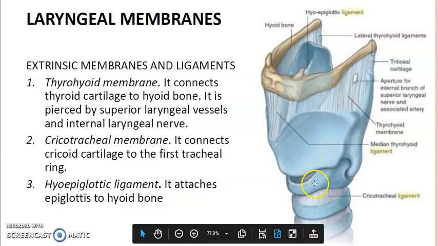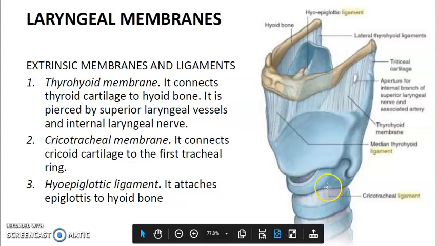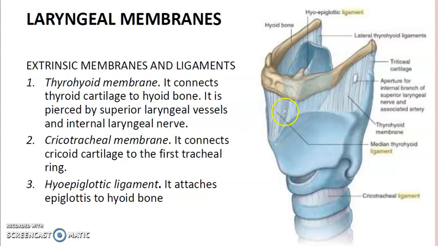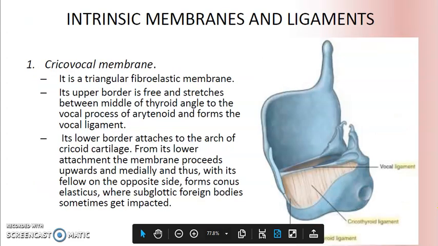Then there is one ligament from cricoid to thyroid, the cricothyroid membrane or ligament. Then from cricoid to trachea, the cricotracheal ligament. From the inner surface of the thyroid to the inner surface of the epiglottis, the thyroepiglottic ligament. From the inner surface of the hyoid to the anterior surface of the epiglottis, the hyoepiglottic ligament. I repeat: thyrohyoid membrane, cricothyroid membrane, cricotracheal membrane, thyroepiglottic ligament, hyoepiglottic ligament. These are the extrinsic ligaments.